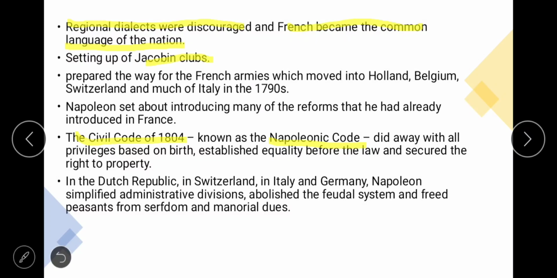Okay, so what did this Civil Code do? If we see, we might note that this did away with all the privileges based on birth, and established equality before the law and secured the right to property. In the Dutch Republic, Switzerland, Italy, and Germany, Napoleon simplified administrative divisions, and he further abolished the feudal system and freed peasants from serfdom and manorial dues, and also guild restrictions were removed.